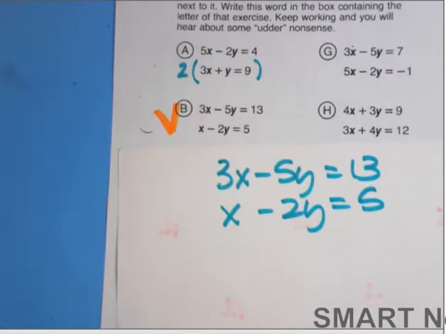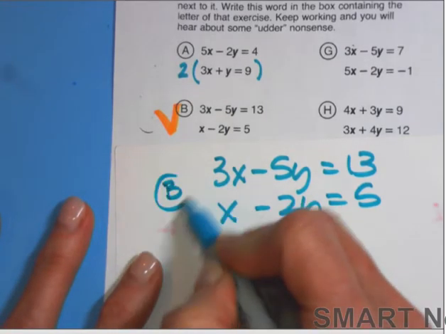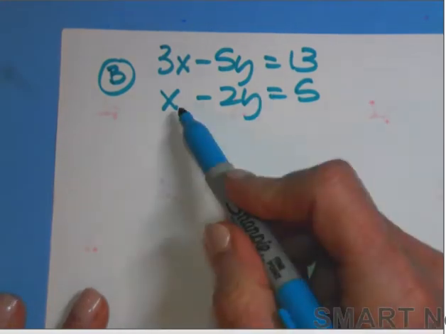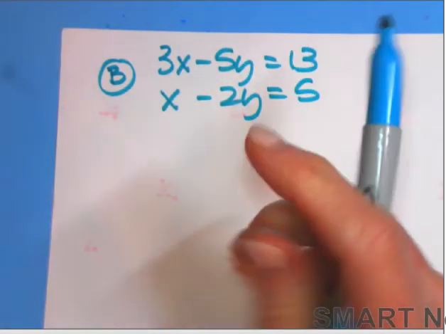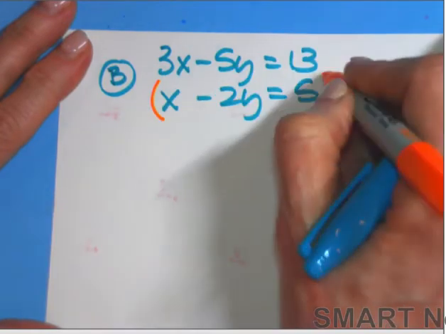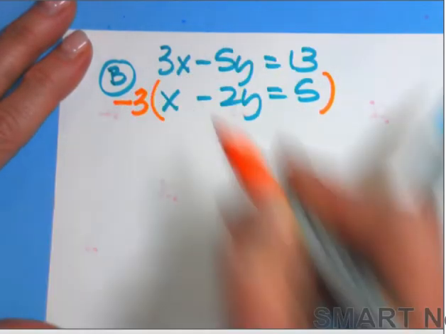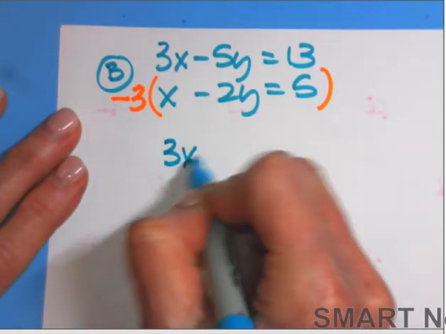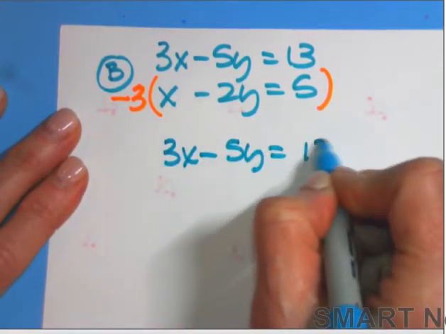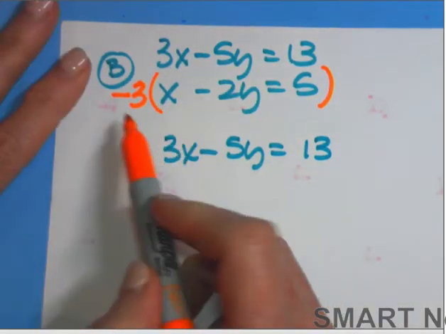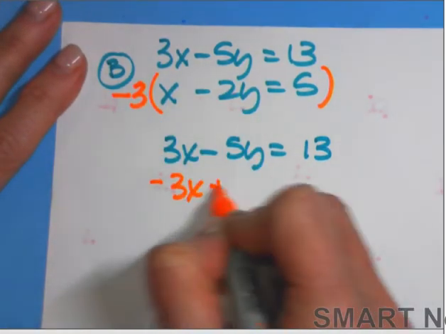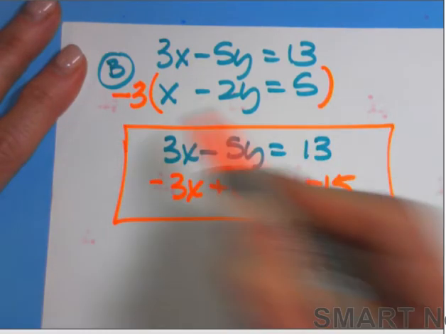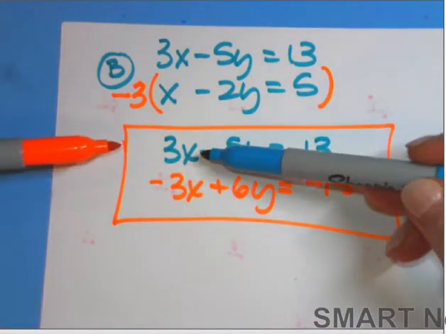Here, for letter B, what I'm going to do, I'm going to choose to get rid of the x's. And when I do that, I'm going to take this second equation and I'm going to multiply this second equation by -3. So let me recopy the first. Here's the first equation. And when I multiply each member of the second equation by -3, notice that that's going to give me the positive 3x and negative 3x.